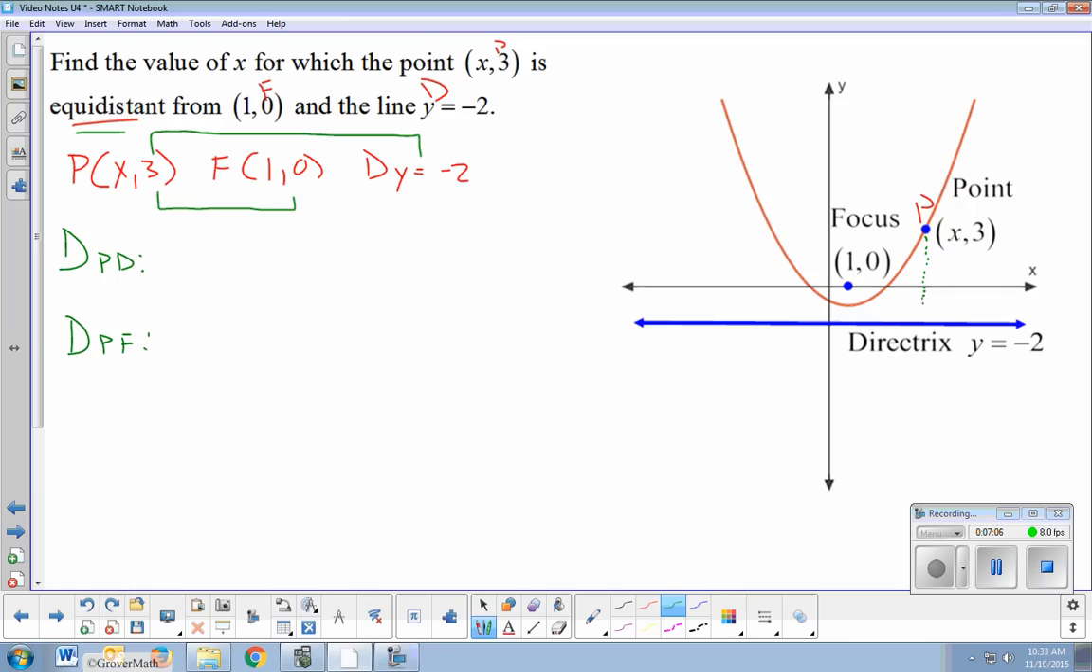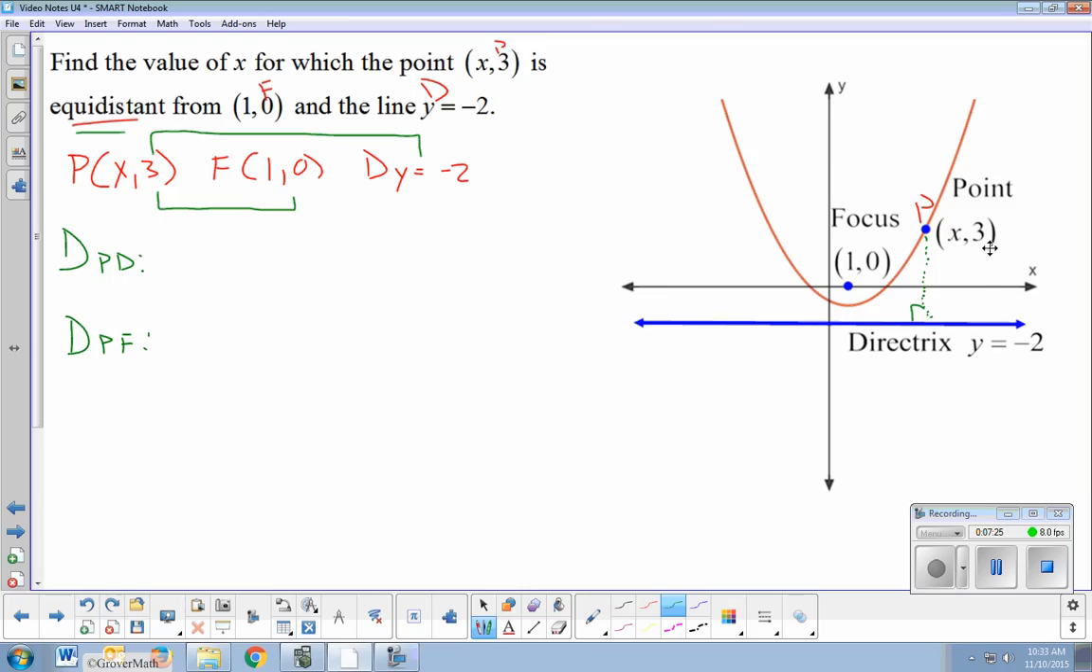We always start with the distance between the point and the directrix because, as I said earlier, that's just a straight vertical line. It's a pretty sloppy line there, but you get the point. And that distance is usually much easier to find because, since it's a vertical line, there's no change in x. So all we need to consider is the change in y.